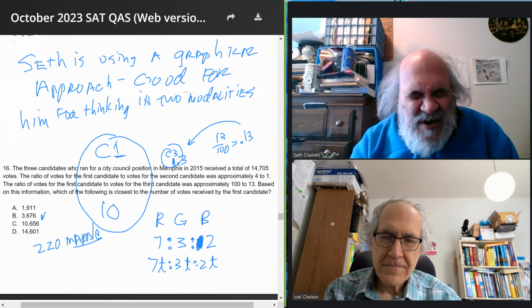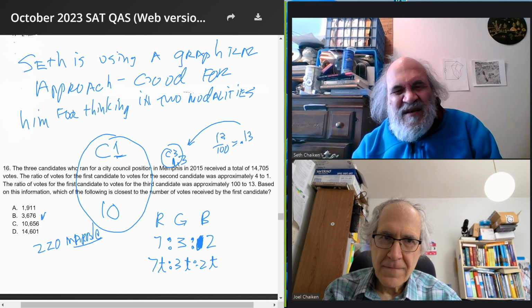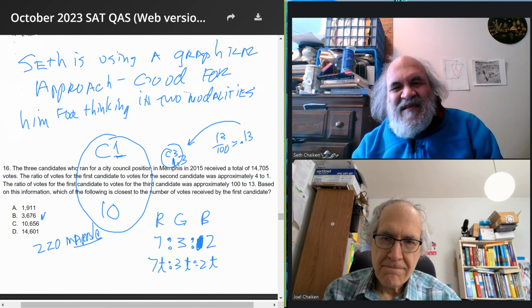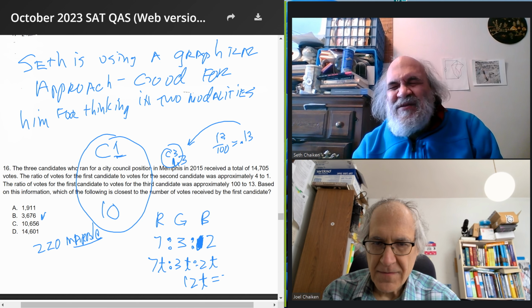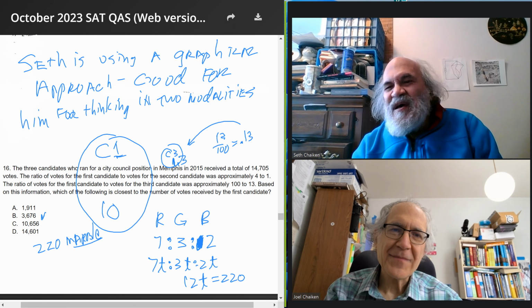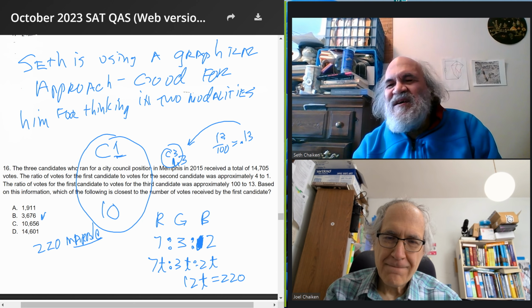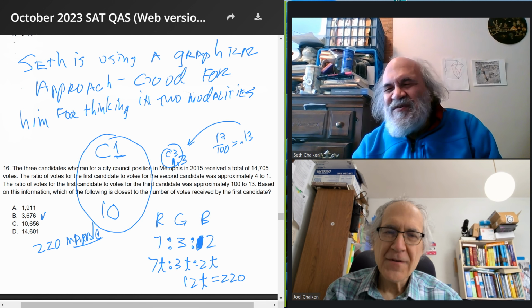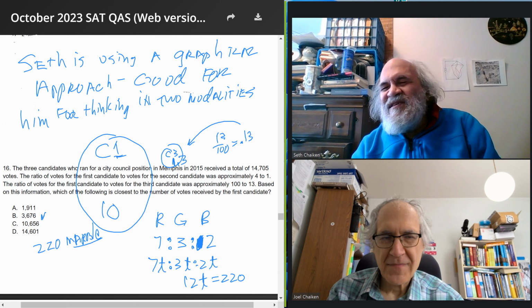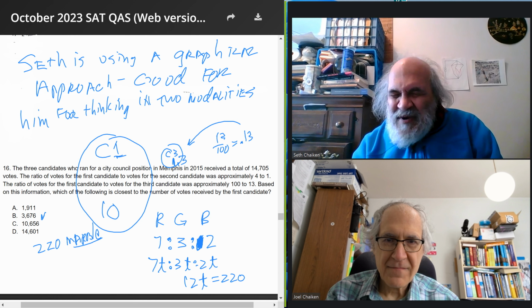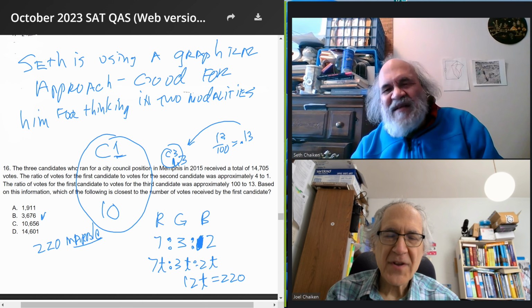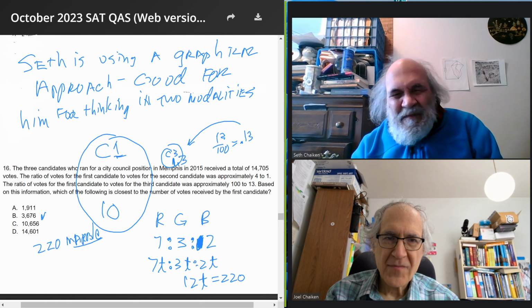And then the information that the total number of marbles is 220 is expressed by saying that if you add up the numbers of the marbles, 7T plus 3T plus 2T, is equal to 220. From that, you can solve for T. But T does not tell you immediately how many red, green, or blue marbles there are. You have to take the T that you get by solving and multiply it by 7 to get the number of red marbles, and by 2 to get the number of blue marbles.